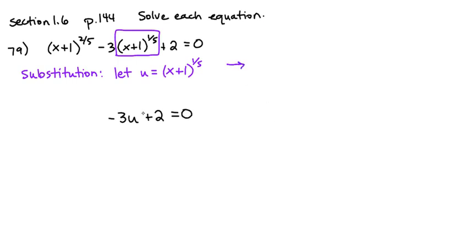So keep in mind that if u is (x + 1)^(1/5), then u squared is going to be (x + 1)^(2/5). Therefore, this first term here is u squared. So here's the quadratic equation we're solving now. Much simpler, and it's factorable.